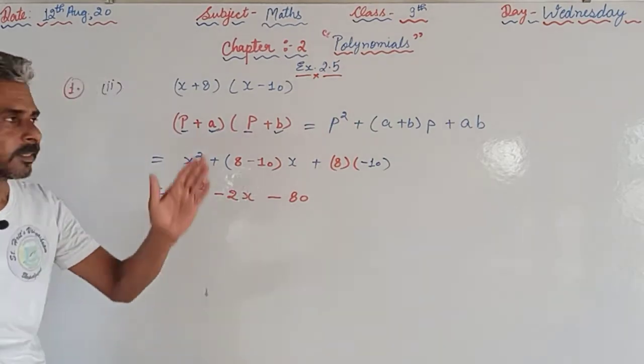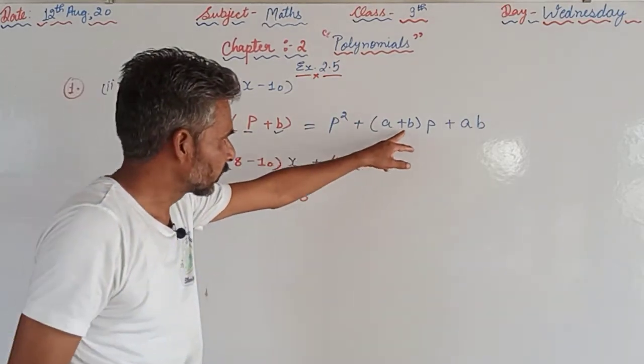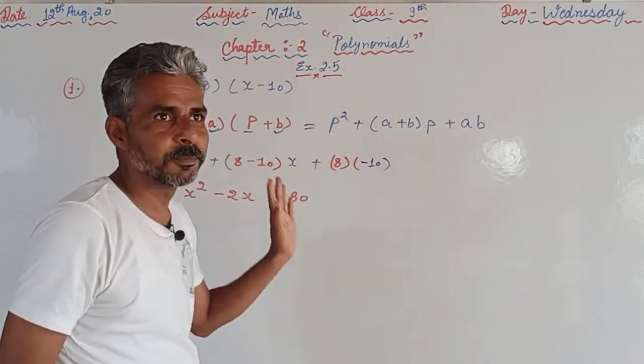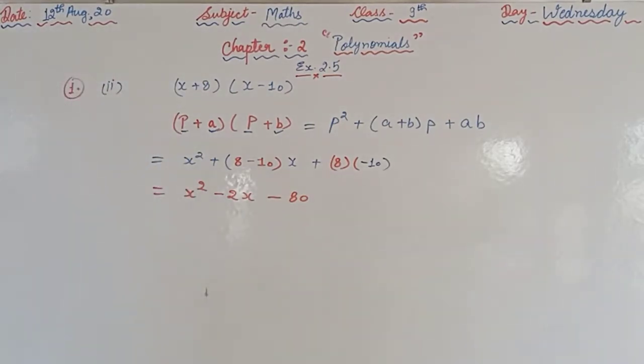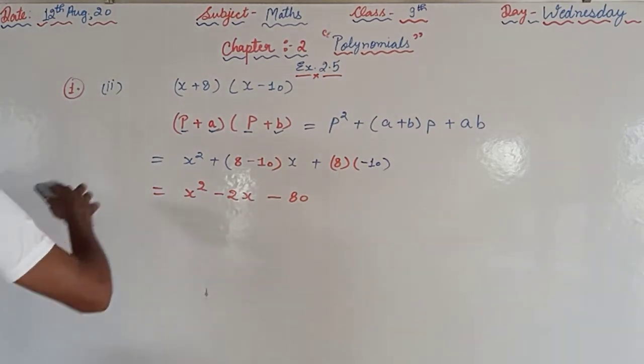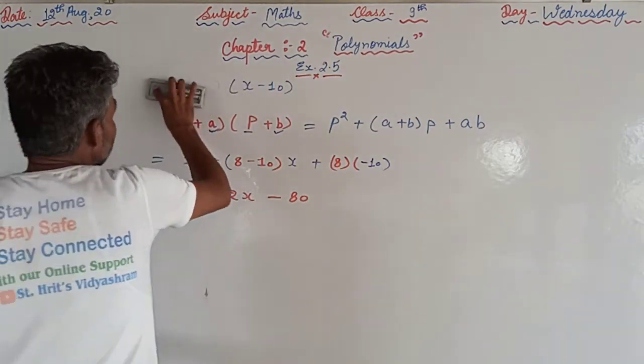Again we have used the same thing. If plus is there, then there will be plus. If minus is there, there will be minus. So this was the second part. Now we will see the third part as well, which is based on this identity only.